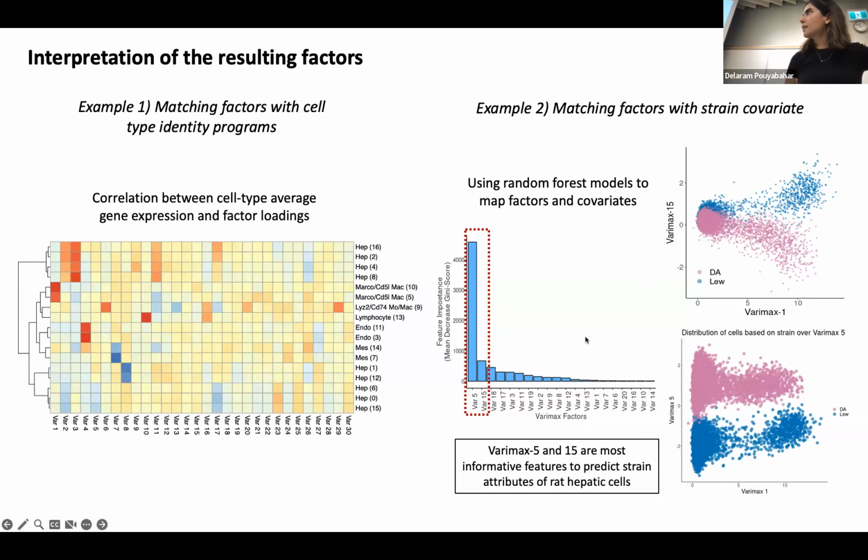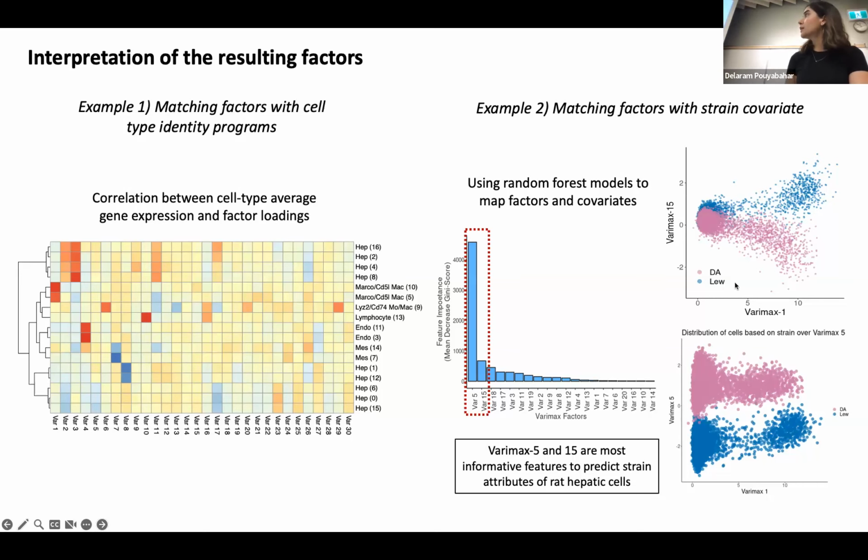There's a lot of literature on this. There are a lot of different feature importance scores out there, but here we were looking at mean decreased Gini scores. I used my factors to predict the strain label of individual cells, and then looked at which of these factors were more informative for the model to make that prediction. It shows that Varimax number 5 and Varimax number 15 have been very informative.